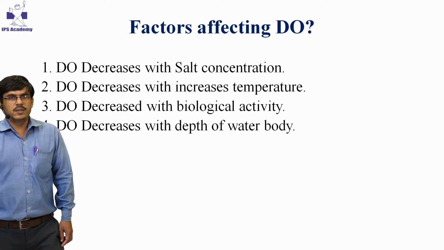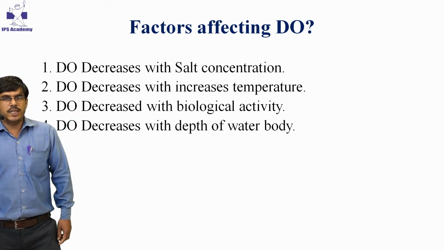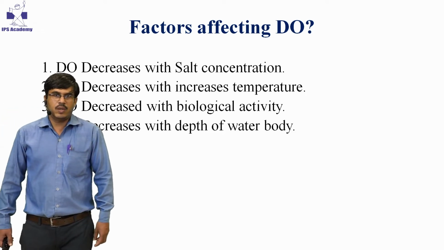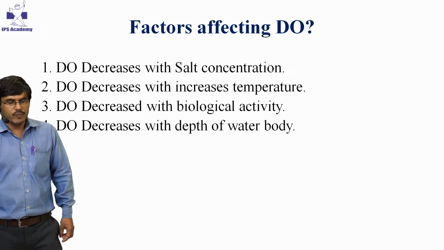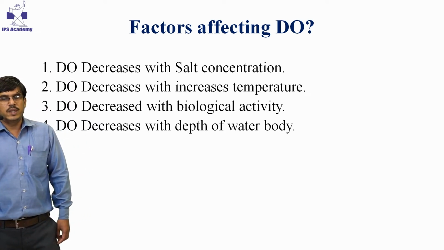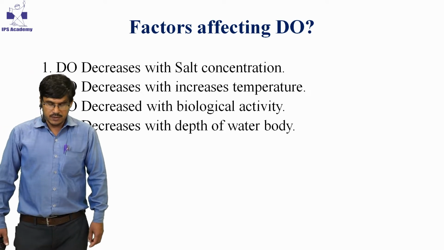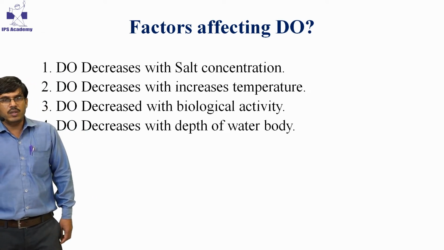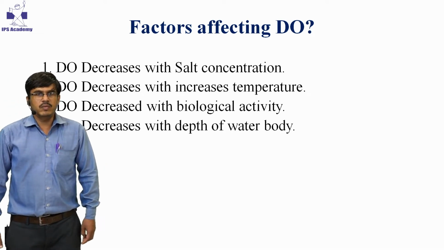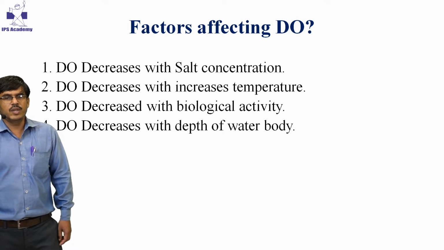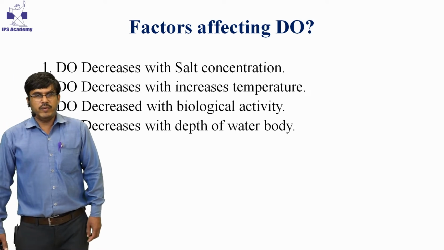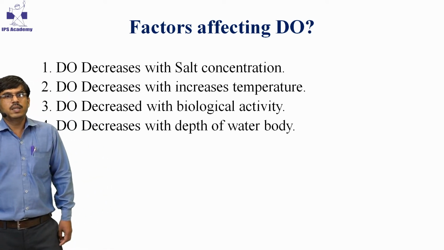The other thing is biological activities. When the plant, algae or fish population increases in water, they will definitely use the DO, dissolved oxygen, in water. Ultimately, dissolved oxygen in water will decrease with the increase of population of fishes and other aquatic animals.